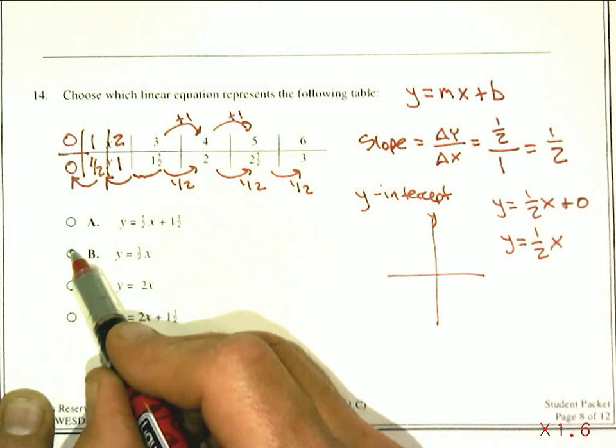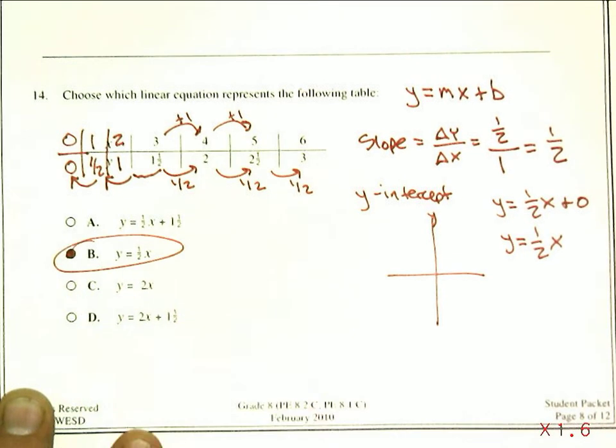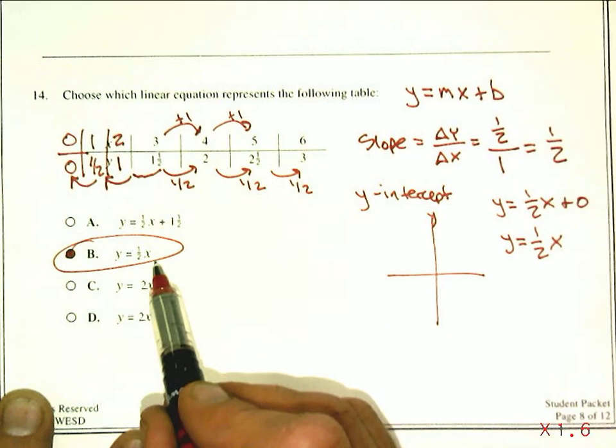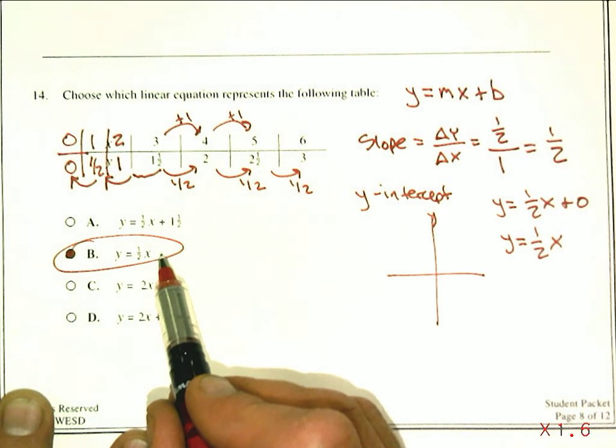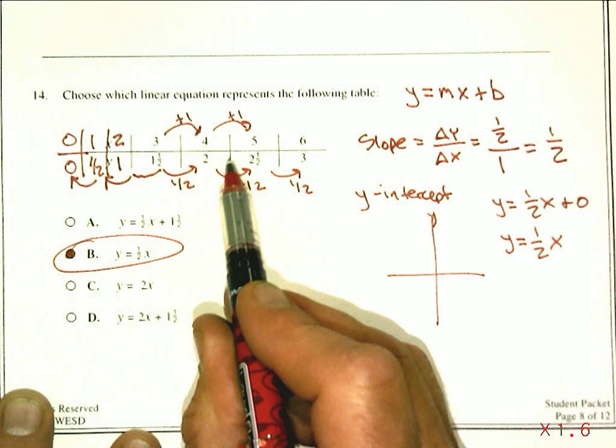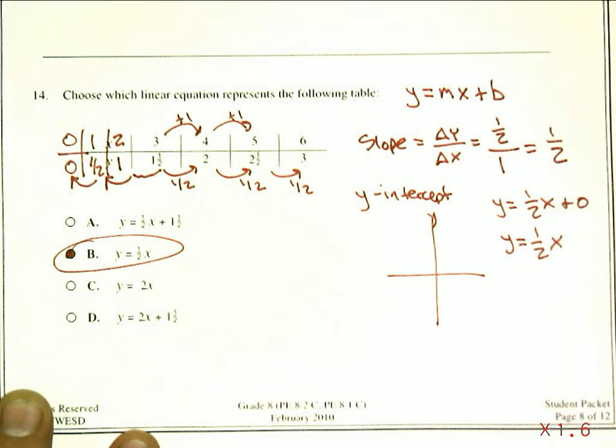So the correct answer for this one is simply letter B, y equals 1/2 x. And that's a way you can solve linear equations represented in tables.